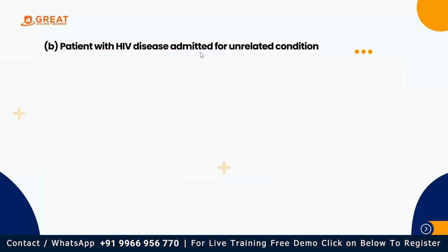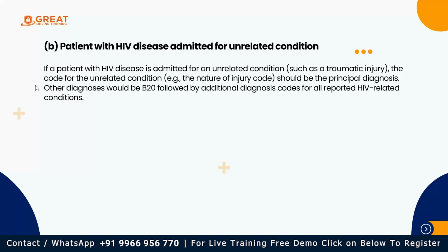Patient with HIV disease admitted for unrelated condition. That guideline was for a related condition. Now this guideline is for a patient with HIV disease admitted for an unrelated condition. If a patient with HIV disease is admitted for an unrelated condition, such as traumatic injury, the code for the unrelated condition, for example the nature of the injury code, should be the principal diagnosis. Other diagnosis would be B20, followed by additional diagnosis codes for all reported HIV related conditions.